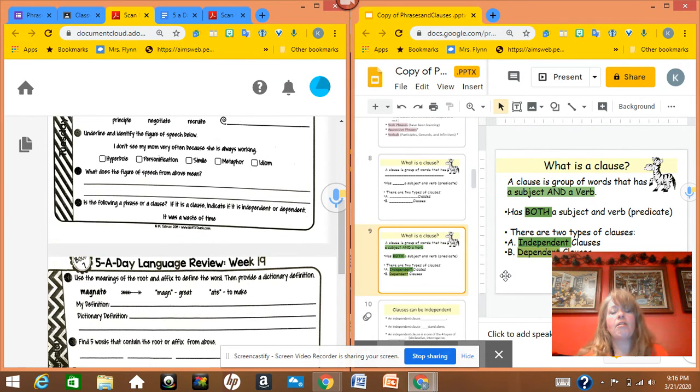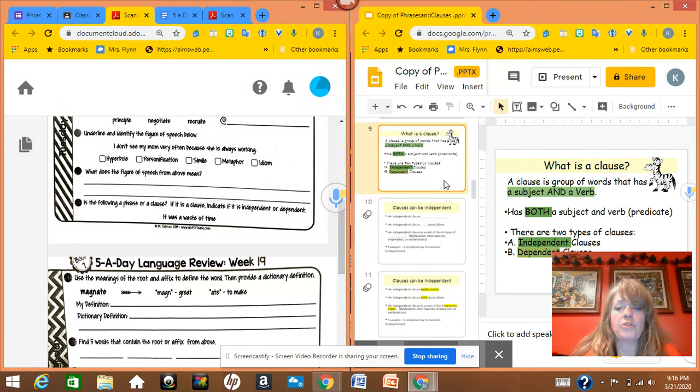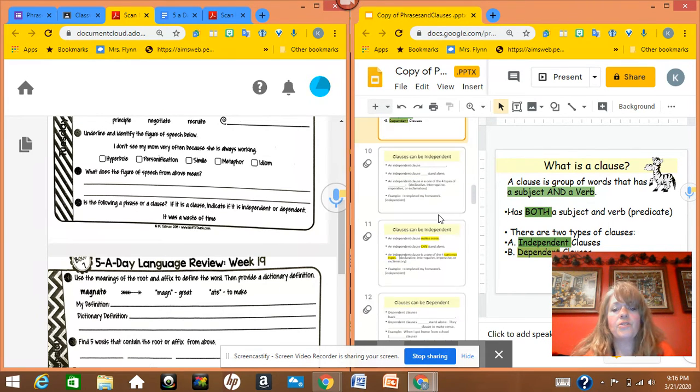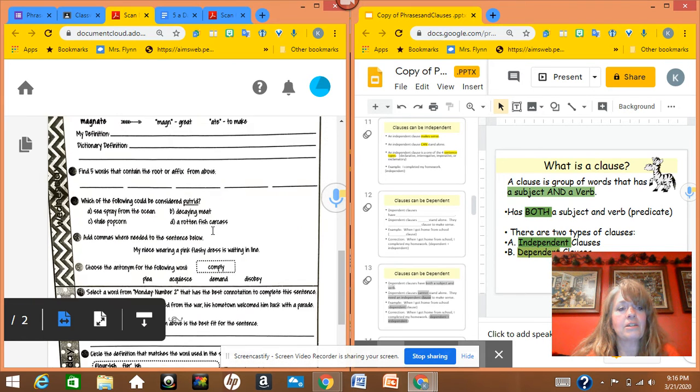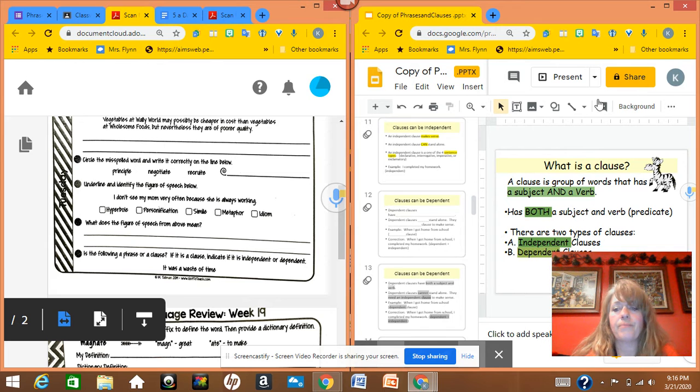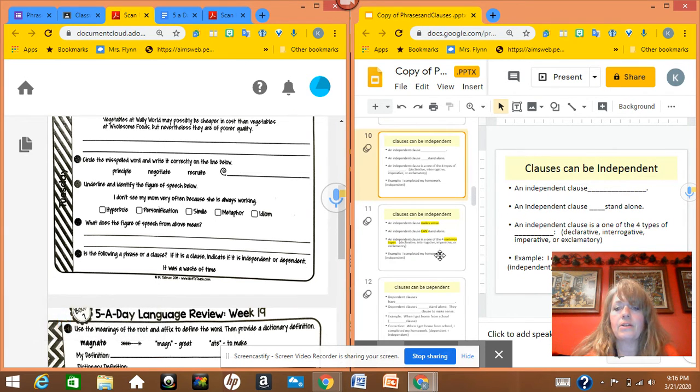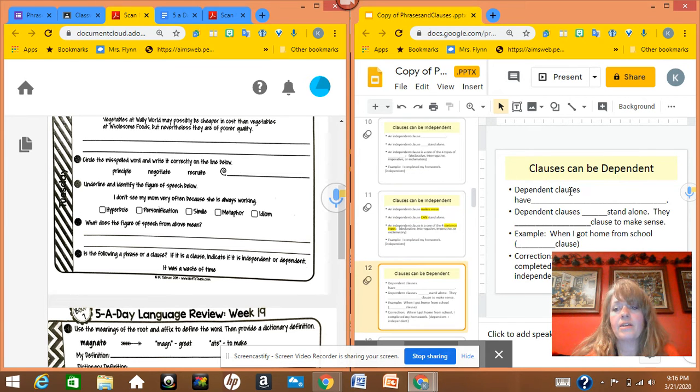I want to remind you, if you look back at your sheets, these are the things that we filled in. So we know that a clause has both a subject and a verb. Both are there. We do have two kinds of clauses. Remember, I've always told you that an independent clause can stand alone. It makes sense. A dependent clause also has a subject and a verb, but it doesn't make sense. So we need to be looking out for those when we're doing that strategy on the Tuesday 5-a-day. Don't forget about the difference between an independent clause and a dependent clause.